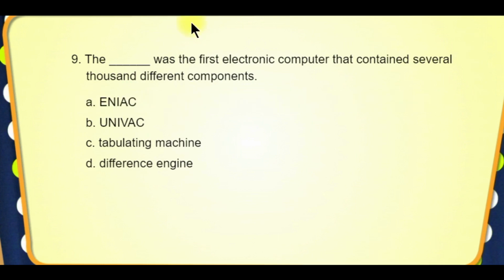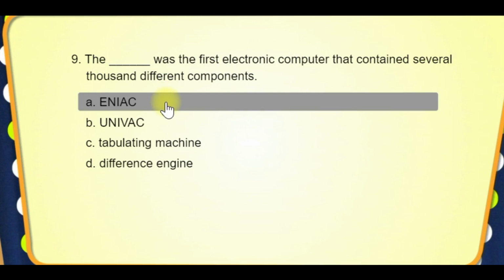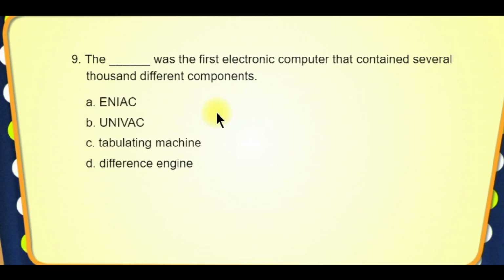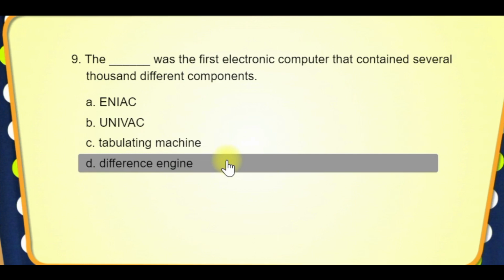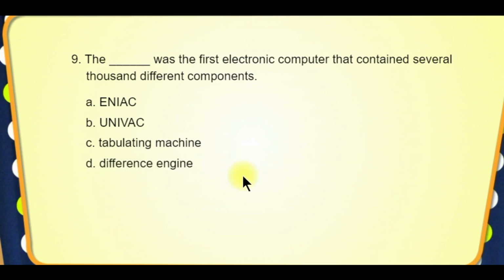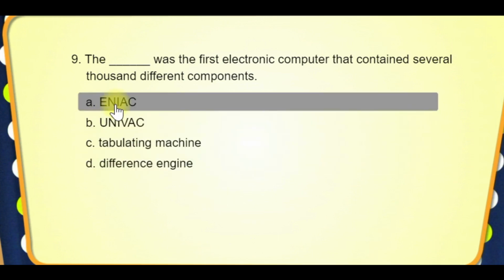Ninth question. Dash was the first electronic computer that contained several thousand different components. Option A ENIAC, B UNIVAC, C tabulating machine, D difference engine. What is the correct answer? Correct answer is option A, ENIAC.